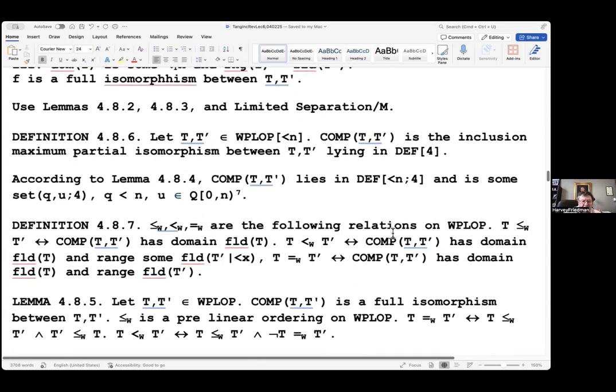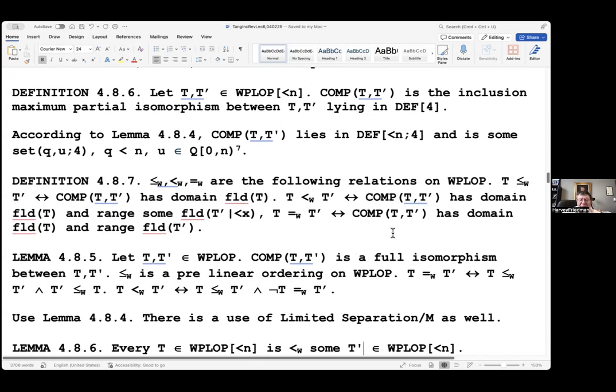Now, we want to get comparability, right? So we have two of these well-founded gadgets. Comp of a T prime is the inclusion maximal partial isomorphism from T prime lying in depth 4. And it lies, in fact, in depth less than n4, meaning that the place at which it's defined and lives is below n. And it's also one of these things, set Q's at U4.